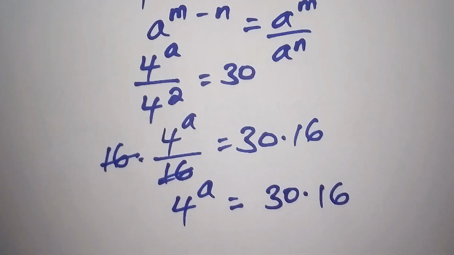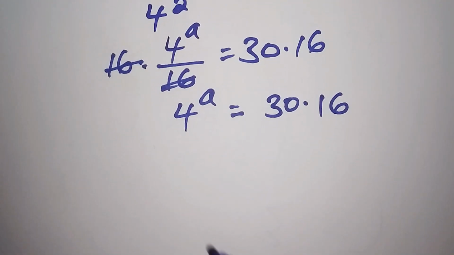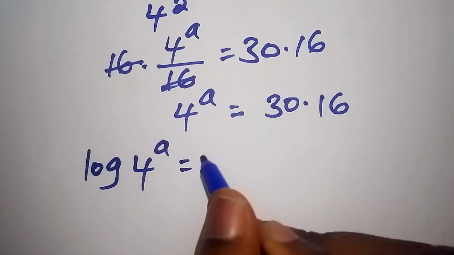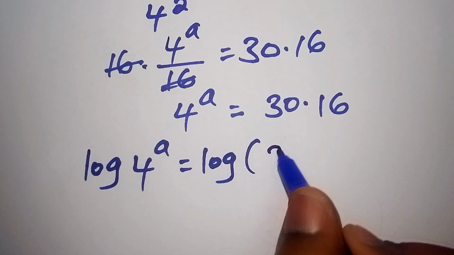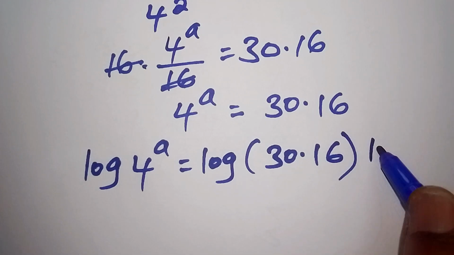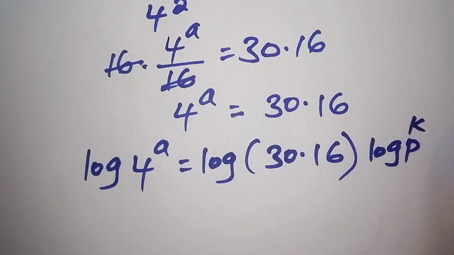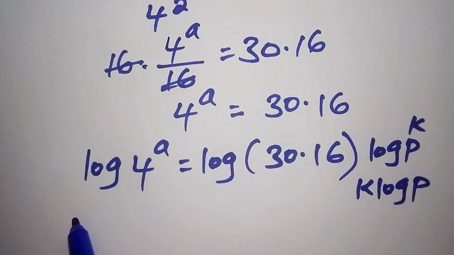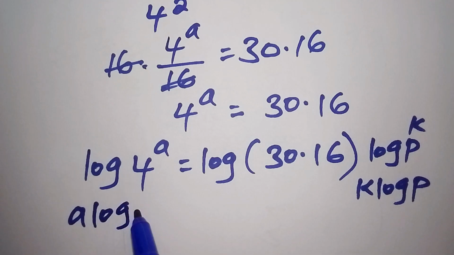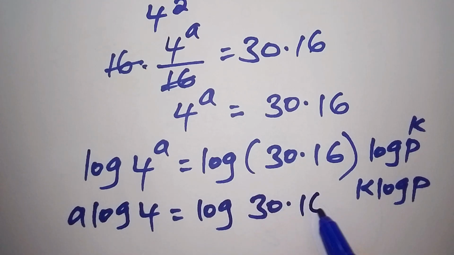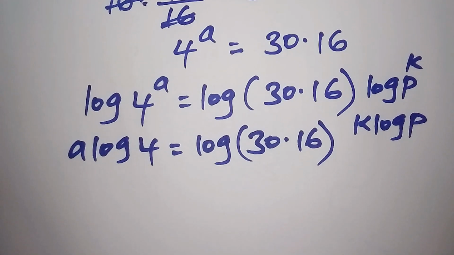The next thing is to introduce the log on both sides. So we now have the log of 4 to the power of a is equal to the log of 30 multiplied by 16. Assuming that we have the log of p to the power of k, this can be written as k times the log of p. So here we now have a times the log of 4 is equal to the log of 30 multiplied by 16.